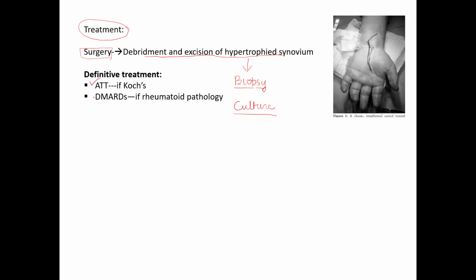If the clinical findings and histopathology favor rheumatoid arthritis, then you need to give disease-modifying anti-rheumatoid drugs. So this is how we give the incision. The incision starts from the distal forearm, then the carpal ligament, then extends towards the hand. So here is your transverse carpal ligament. So we need to release the transverse carpal ligament also.